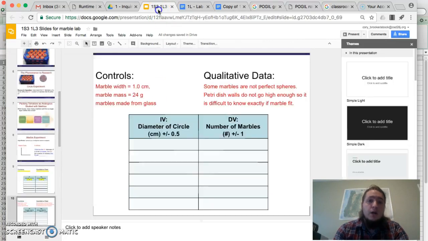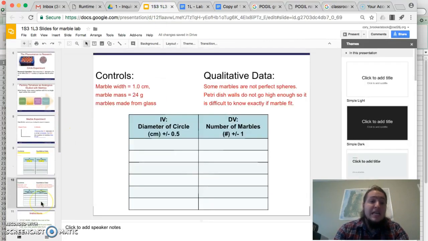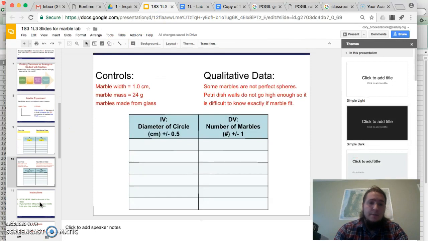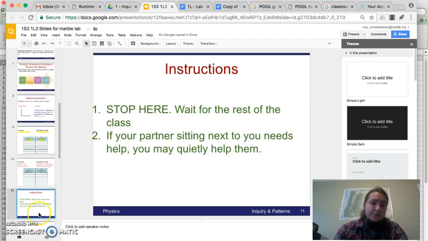All right. So with that said, if you're at this point now, what you can do, and if you look at the next slide here, is stop here, wait for the rest of the class, and then when you are done, if your partner's not, quietly help them with this so we can get everyone to the same spot.